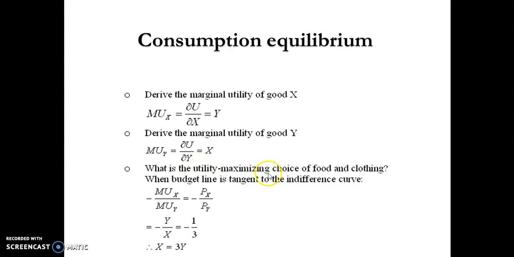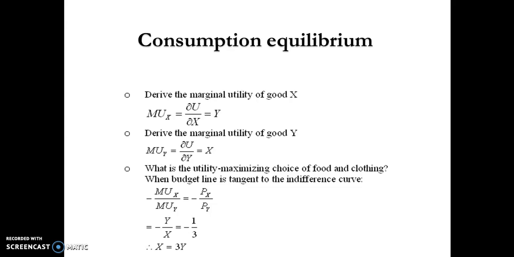What is the utility maximizing choice of food and clothing? That occurs where the two slopes, the negative two slopes, are equal. So that is your marginal rate of substitution, which is the ratio of your marginal utilities, equal to the ratio of your prices or the slope of the budget constraint. Right? So this is your equilibrium condition. So if we equate minus y over x equal to minus a third, you can now determine the utility maximizing choice of food and clothing, or in essence, the optimal bundle or mix of the two goods.